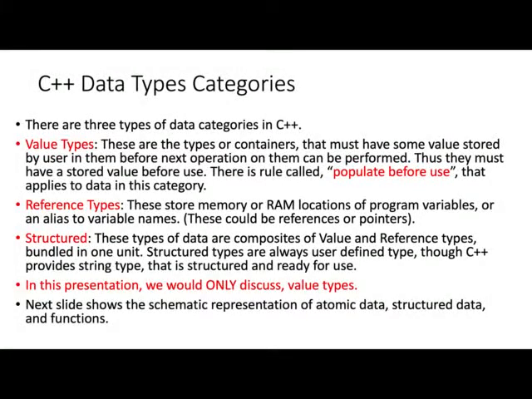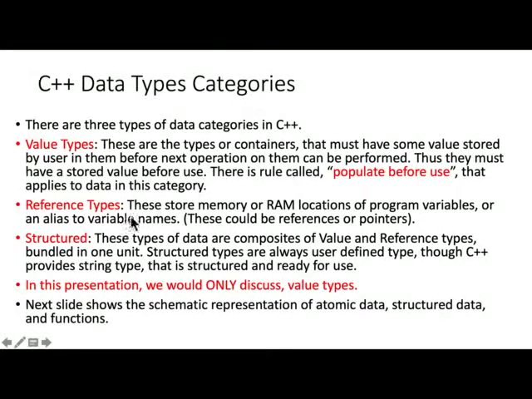And there are cases where you can leave them blank, like a single blank character. But otherwise, for numbers, you're going to need some number. It could be 0, of course, but you're going to need something in there. So they must have a stored value before their use. I call this rule populate before use. You cannot leave a value type unpopulated and go ahead and use it. That's a bug in the program. So the populate before use rule applies to data in this category.